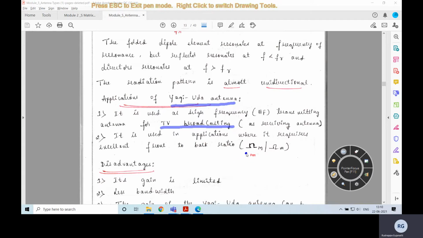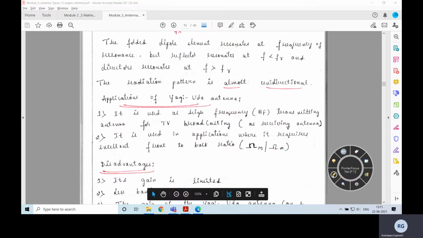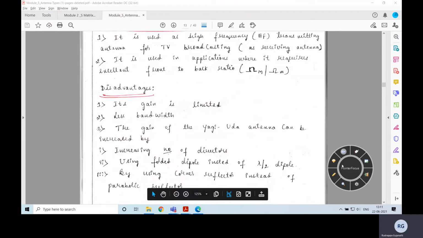Apart from that, if we observe the beam efficiency associated with the Yagi-Uda antenna, we have very good beam efficiency. That is the ratio of the major lobe beam area to the minor lobe beam area, the back lobe, which is excellent for the Yagi-Uda antenna. So in any application where we look for this ratio to be very good, we can utilize a Yagi-Uda antenna.